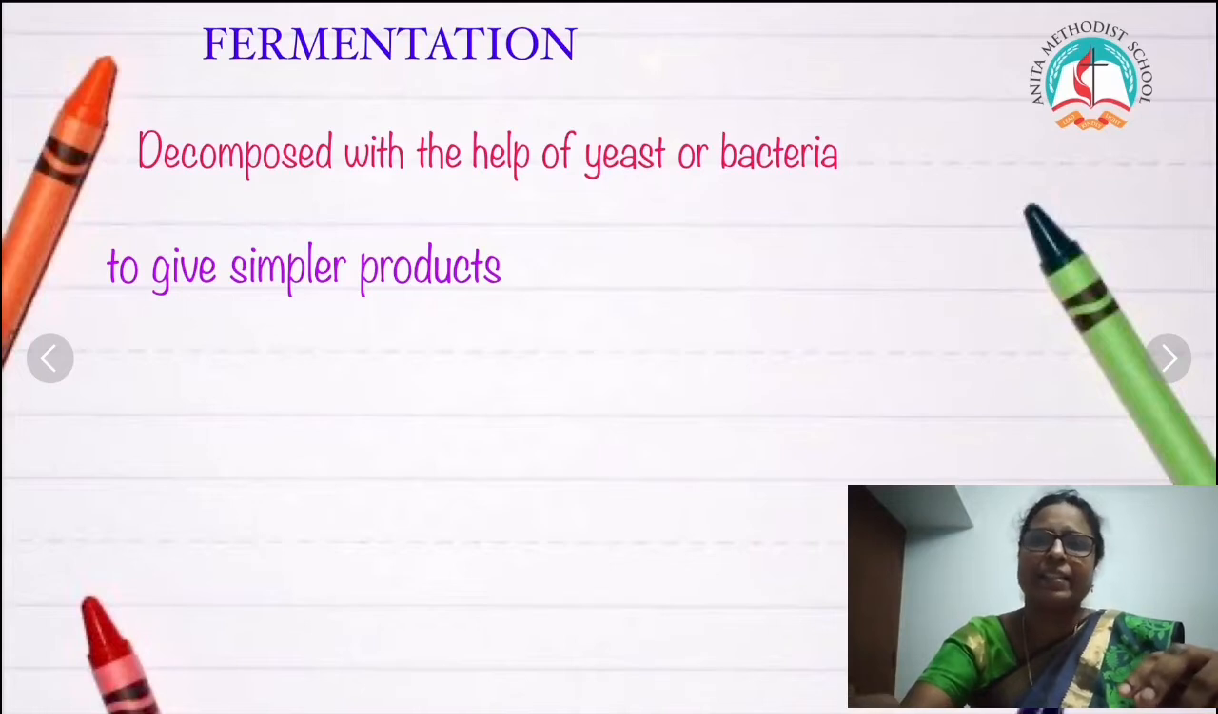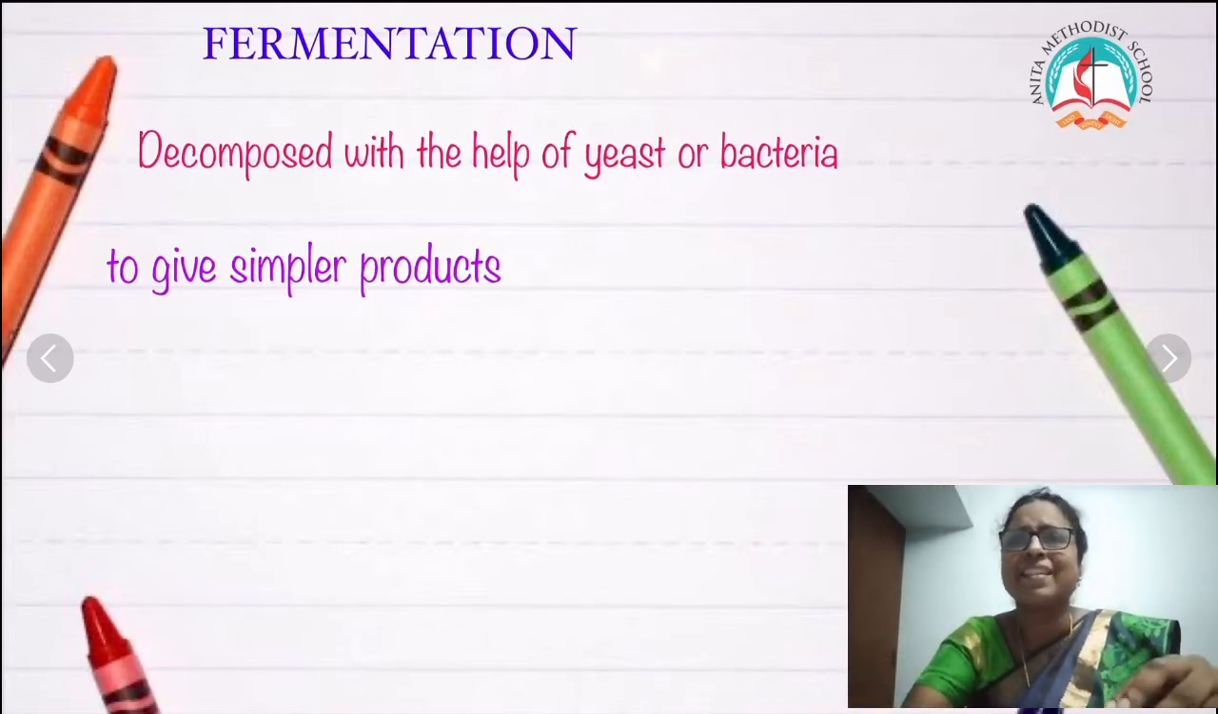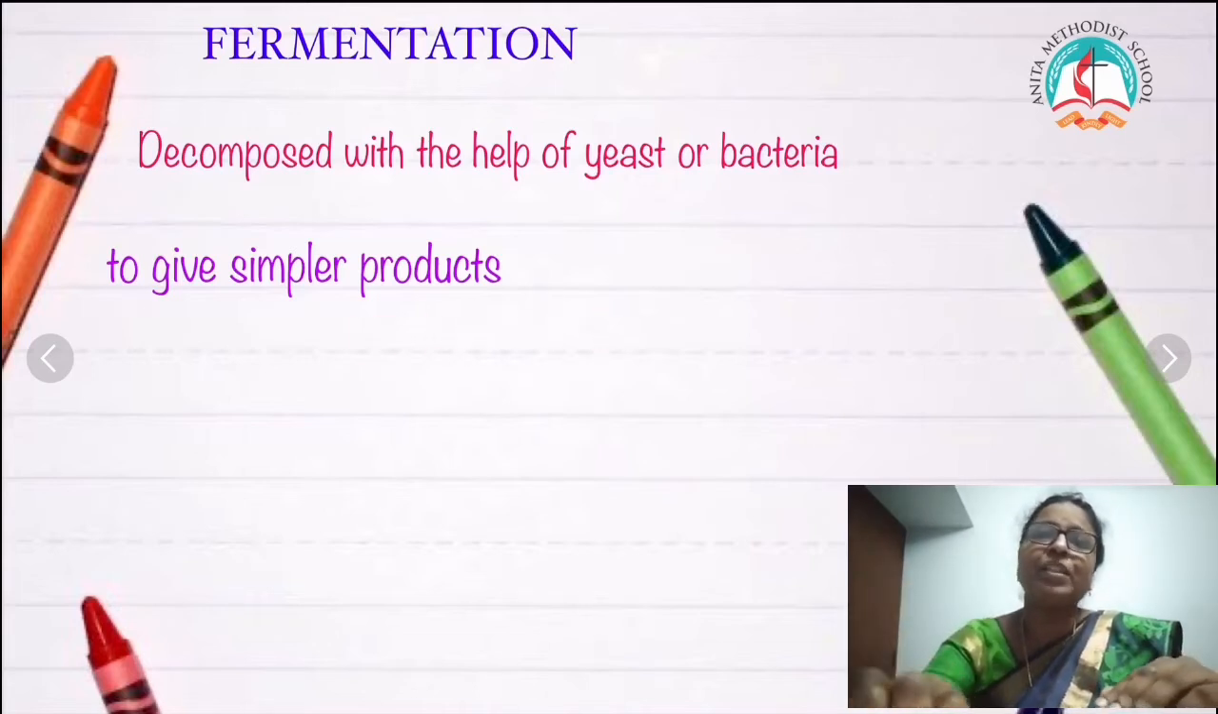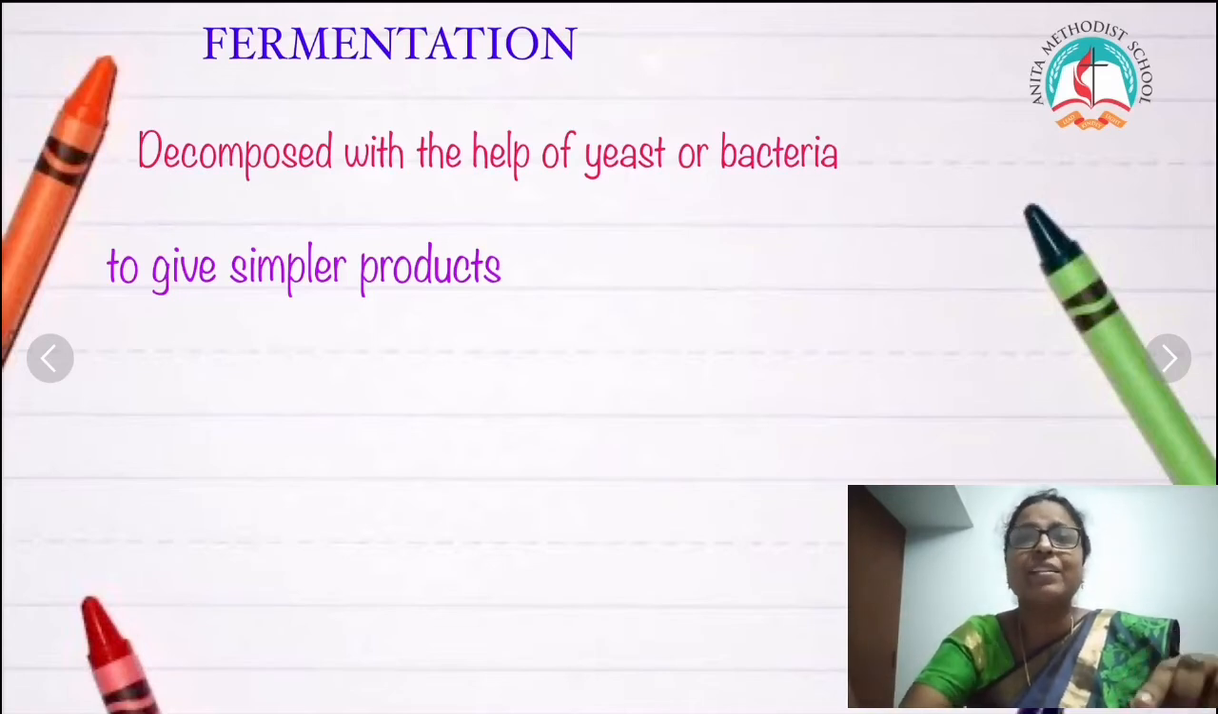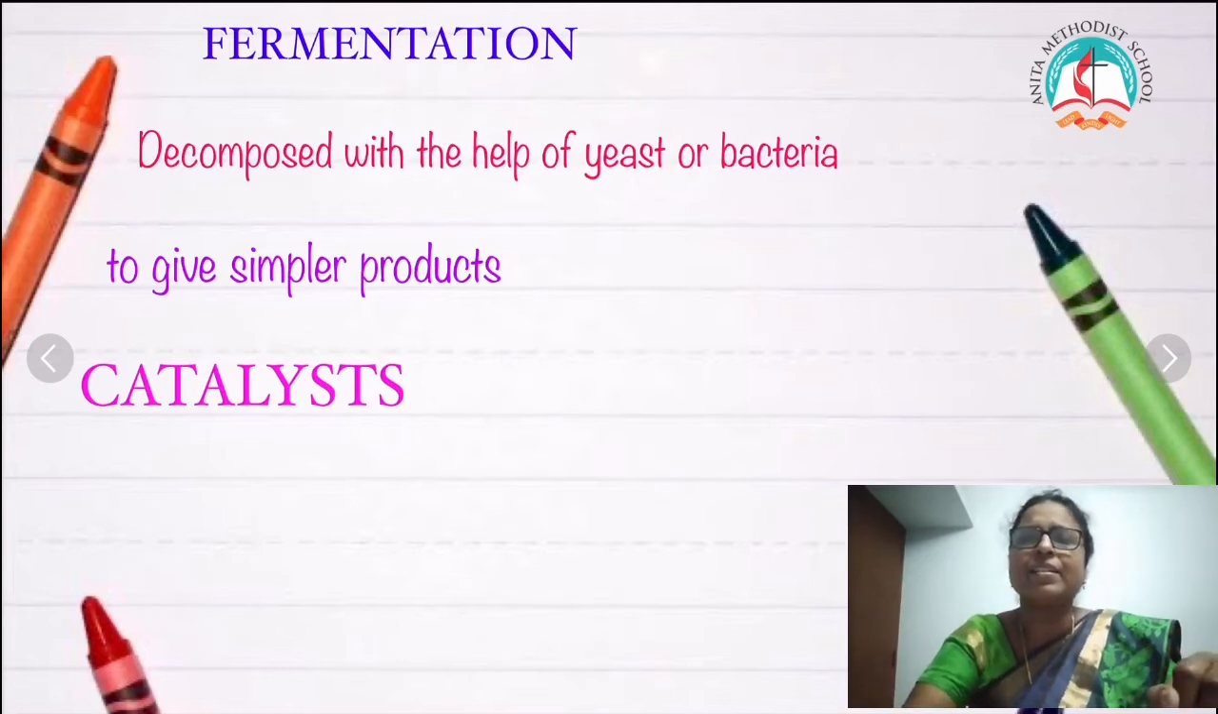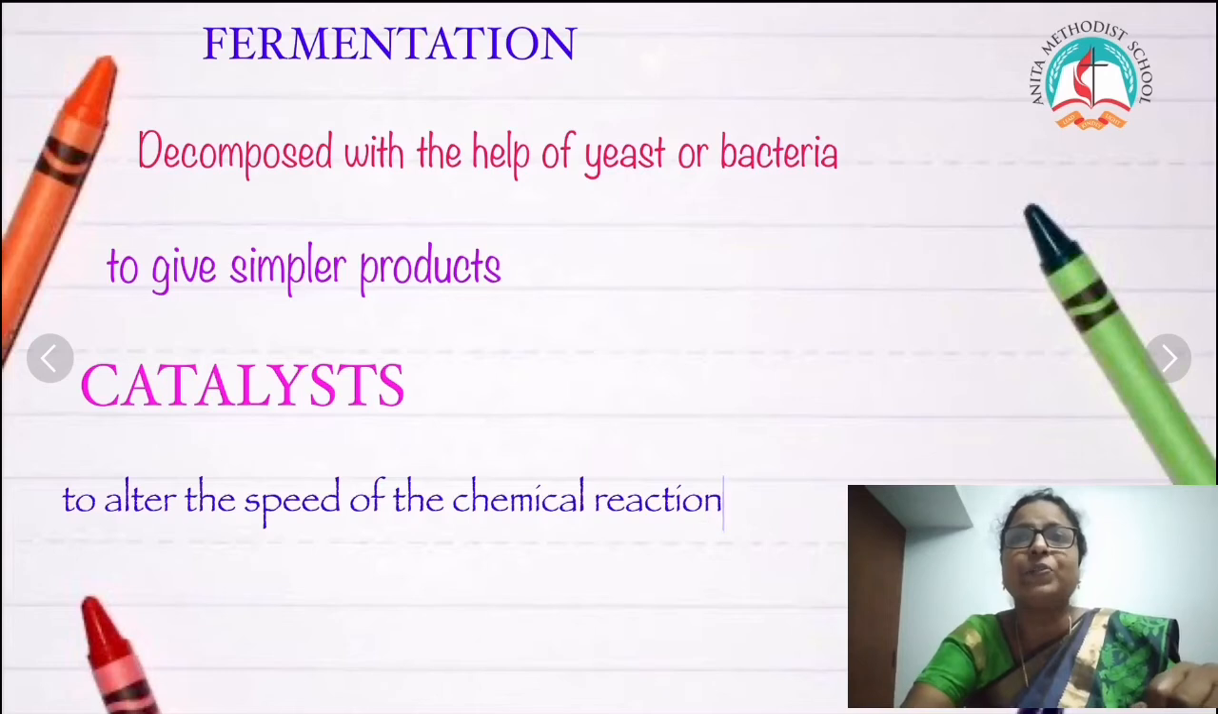Okay, the yeast produces some enzymes. These enzymes speed up the reactions and make the reaction faster. So when any substance makes a reaction faster, it is called a catalyst. So what is a catalyst? A catalyst is a substance that alters the speed of a chemical reaction. That is called a catalyst.